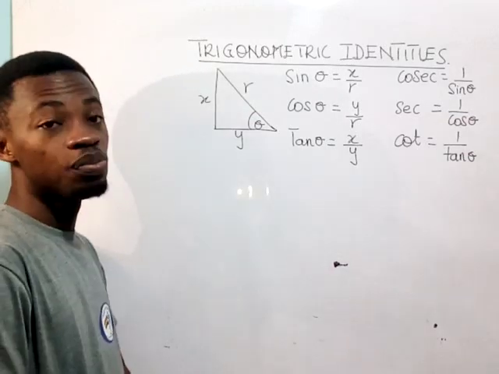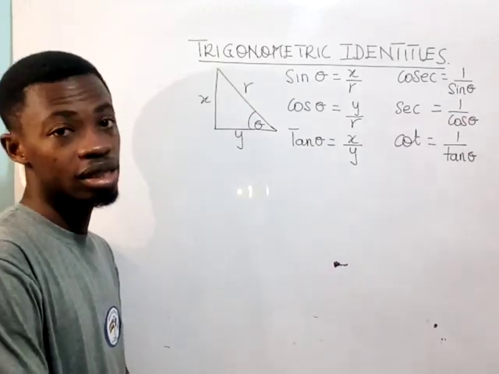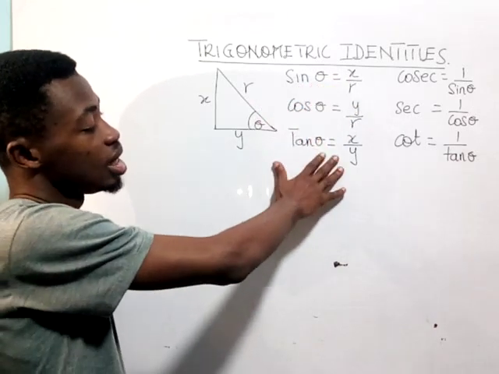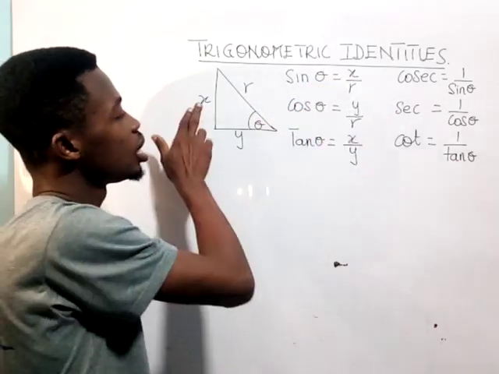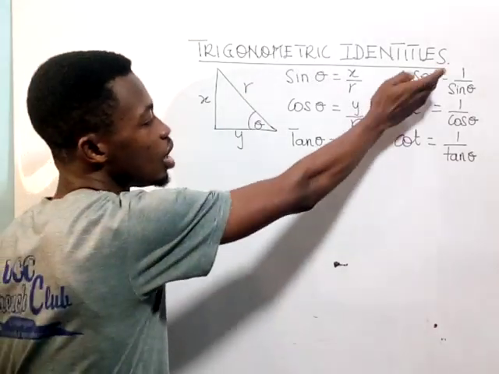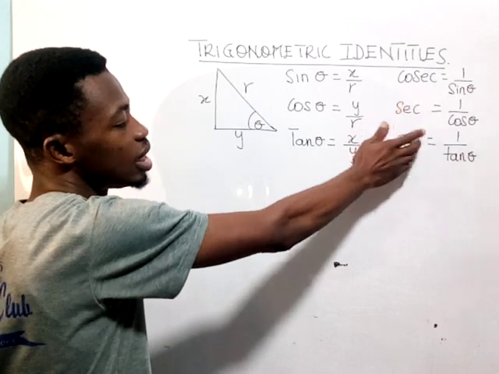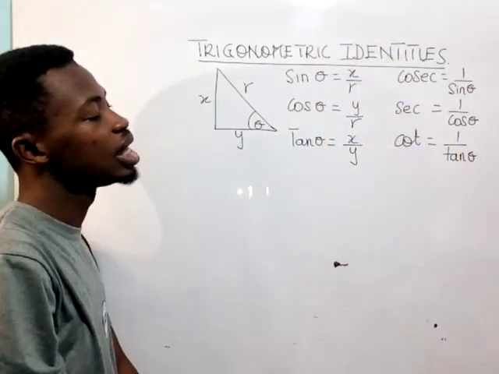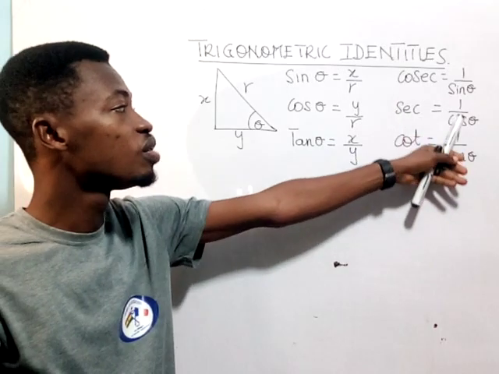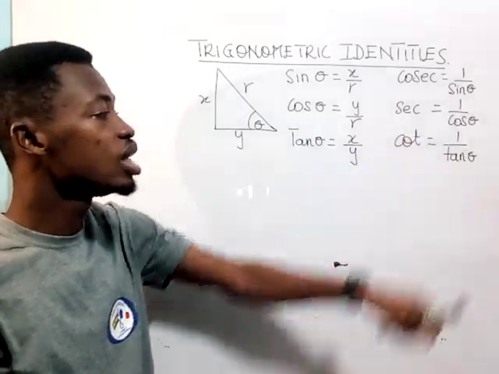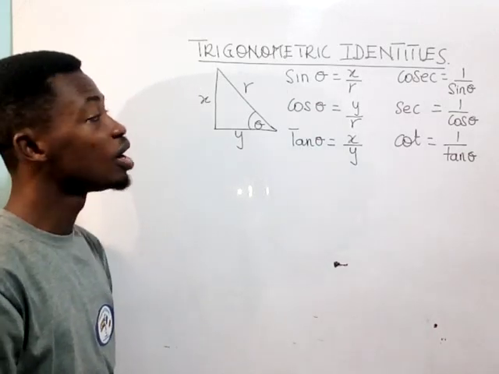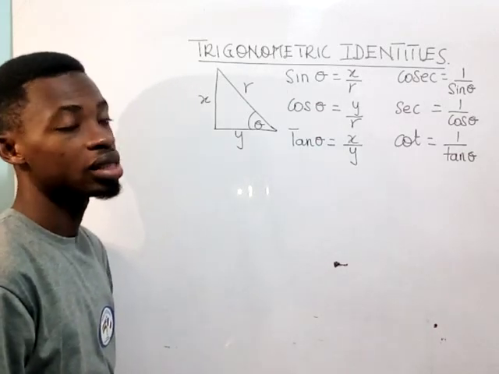I want to look at basic trigonometric identities. On the board, we have our sine theta, cos theta, and tan theta. These are opposite, adjacent, and hypotenuse. Then we have our cosec, sec, and cot. The cosec is the inverse of sine theta, the sec is the inverse of cos theta, and the cot is the inverse of tan theta. Now, we want to develop these trigonometric identities.